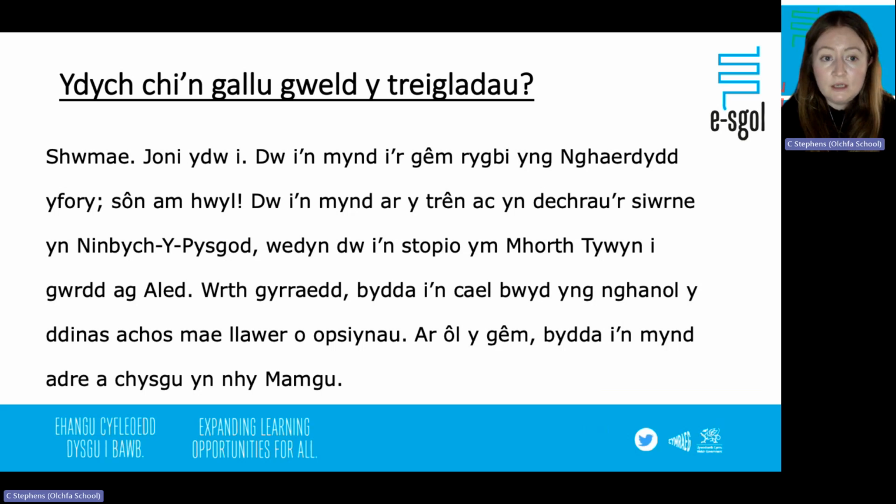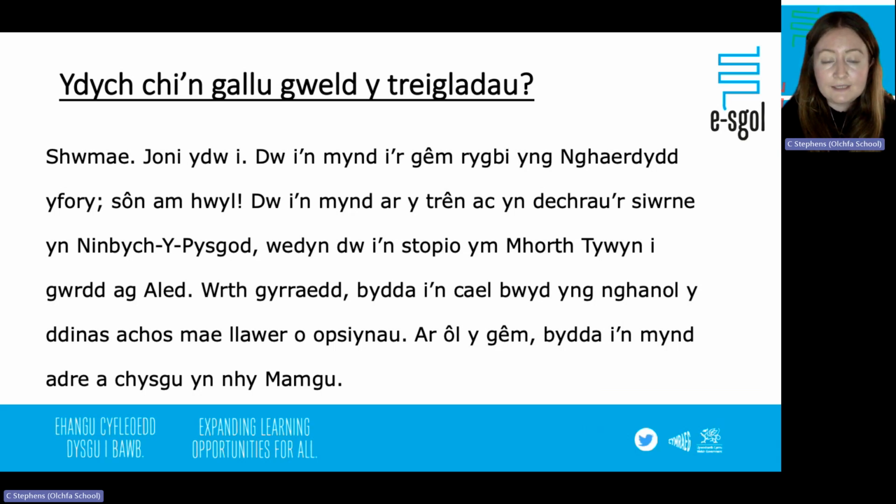So we've required the mutation there. So the original word, Dimbych y Pysgod, but of course we've needed to use a treiglad trwynol. Wedyn, then, dwi'n stopio ym Mhorthywyn. So after I've gone to Tenby, I'm stopping on the train in Mhorthywyn, in Porthywyn, Burry Port. Okay, so once again, "in" plus a place, Burry Port is a place, then we need that mutation.